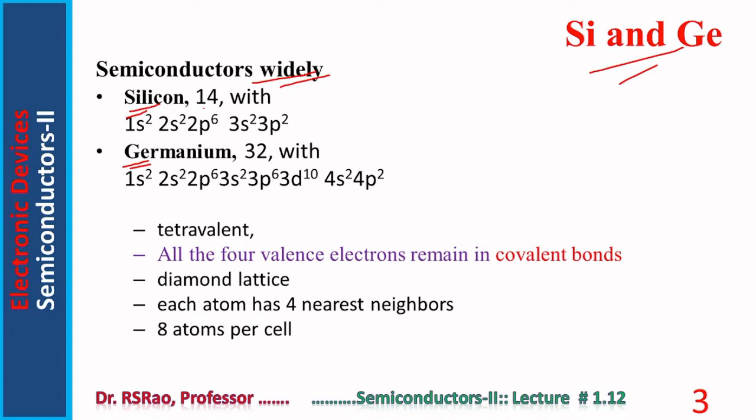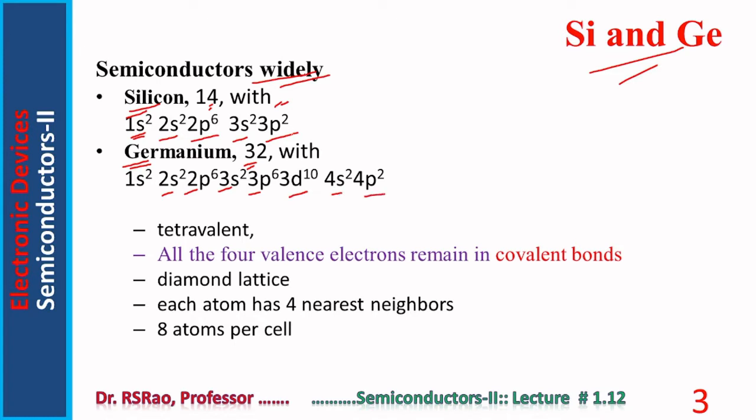Silicon has 14 electrons. Germanium has 32 electrons rotating around their nuclei. The electronic structure for silicon is 1s2, 2s2, 2p6, 3s2, 3p2. In the case of germanium, the structure is 1s2, 2s2, 2p6, 3s2, 3p6, 3d10, 4s2, 4p2.